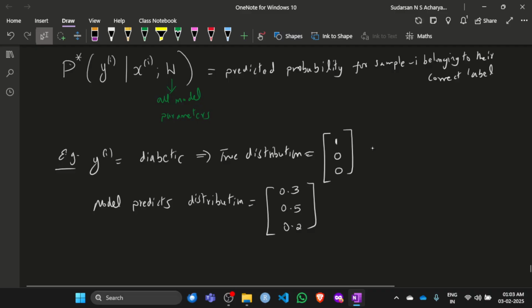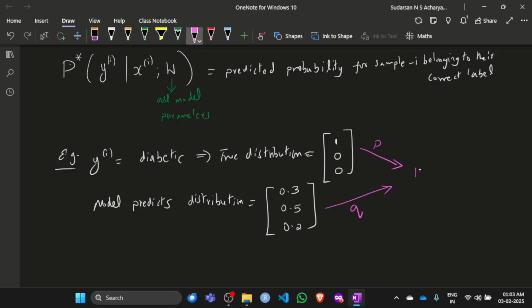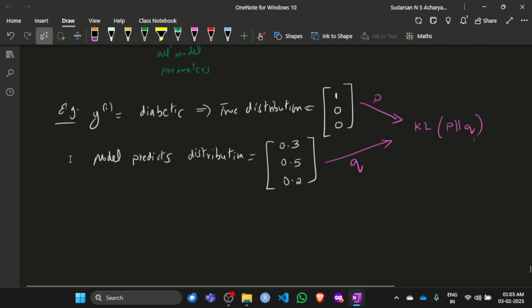So let's recap the KL divergence. Here you have your Q, which is your friend's distribution. This is your original distribution, and you want to calculate the KL divergence between these two distributions. What's the KL divergence between these two distributions?